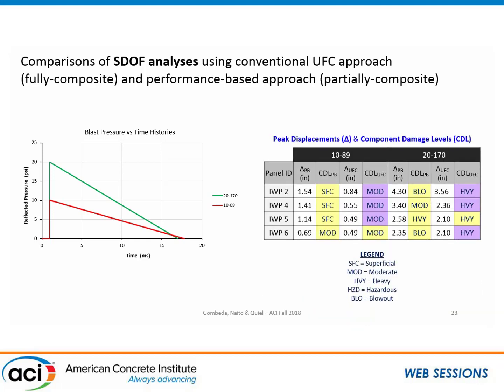And the results are interesting, right? For the 4 different wall panels, the CDL is component damage level, so that's essentially superficial, moderate, heavy, hazardous, blowout, whatever. So the conventional approach, as you can see here, is delta UFC or whatever. We're looking at moderate damage in cases where we have superficial and others. We have moderate damage in both cases for 6 for the smaller load. For the 2170, performance-based tells us we're at blowout, whereas the SBEDS tells us we're only at heavy. So there are some inconsistencies here.